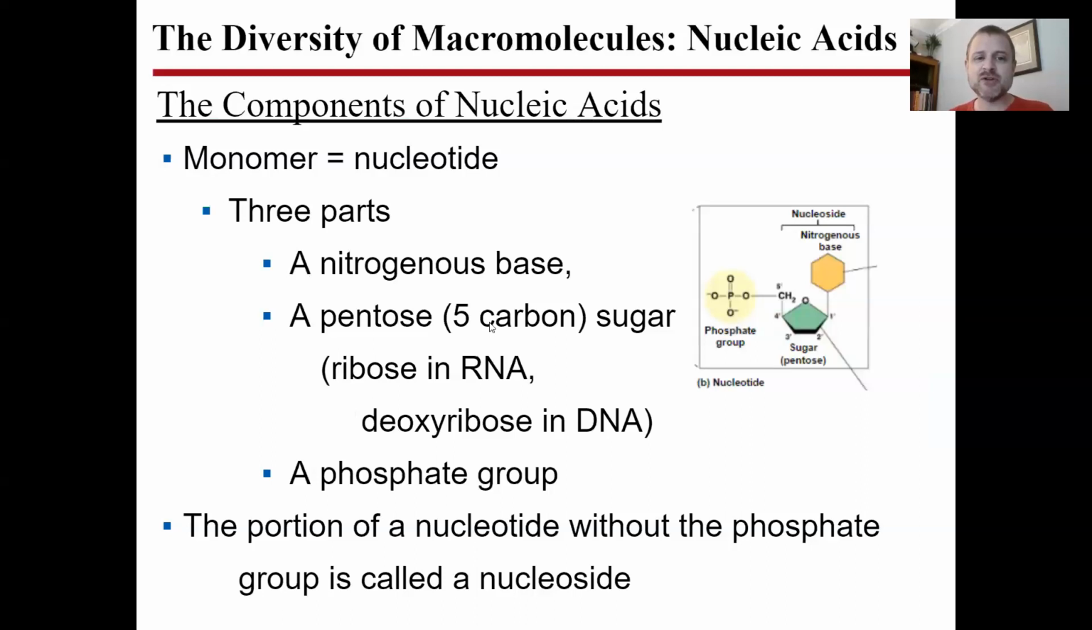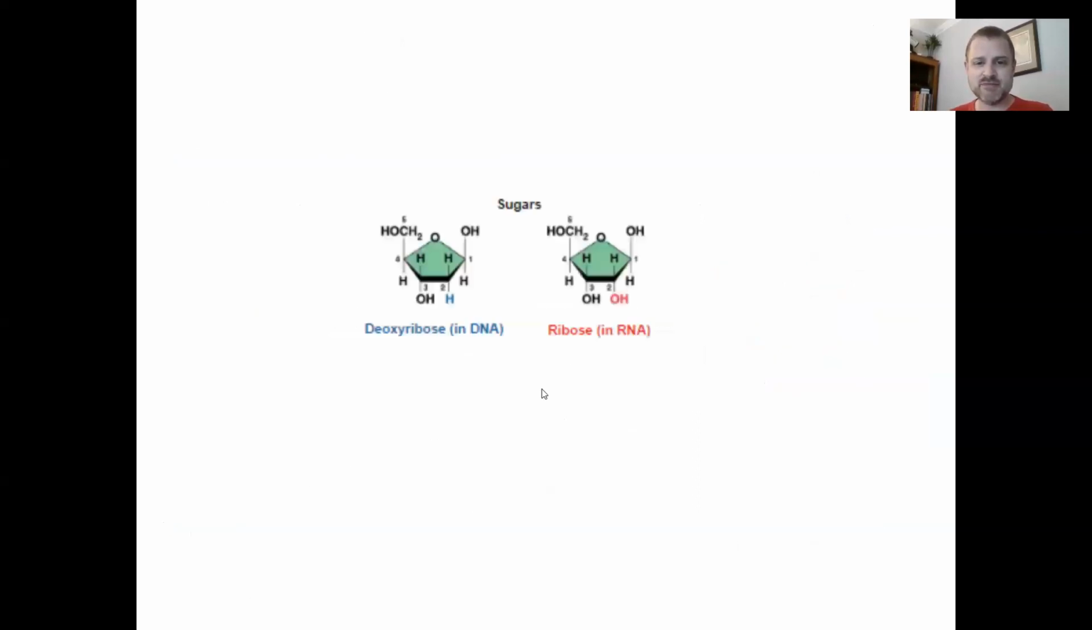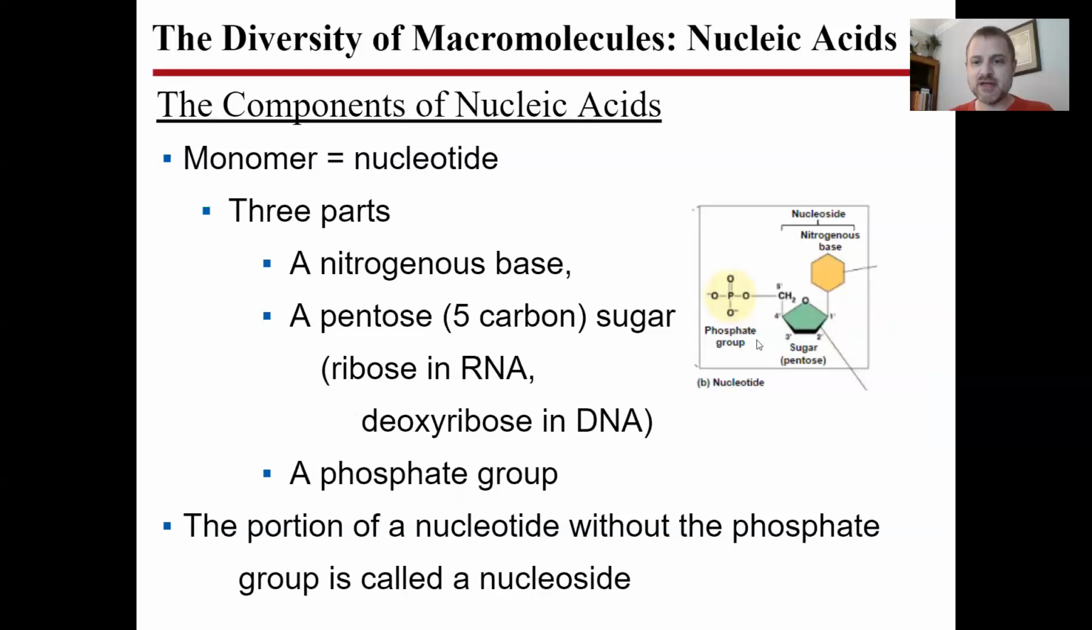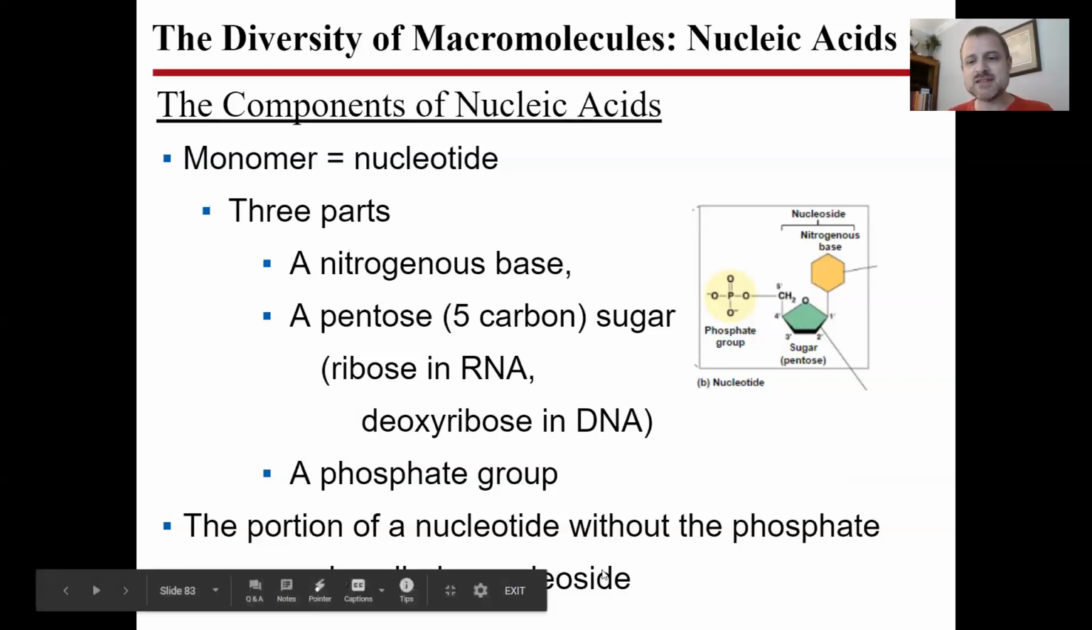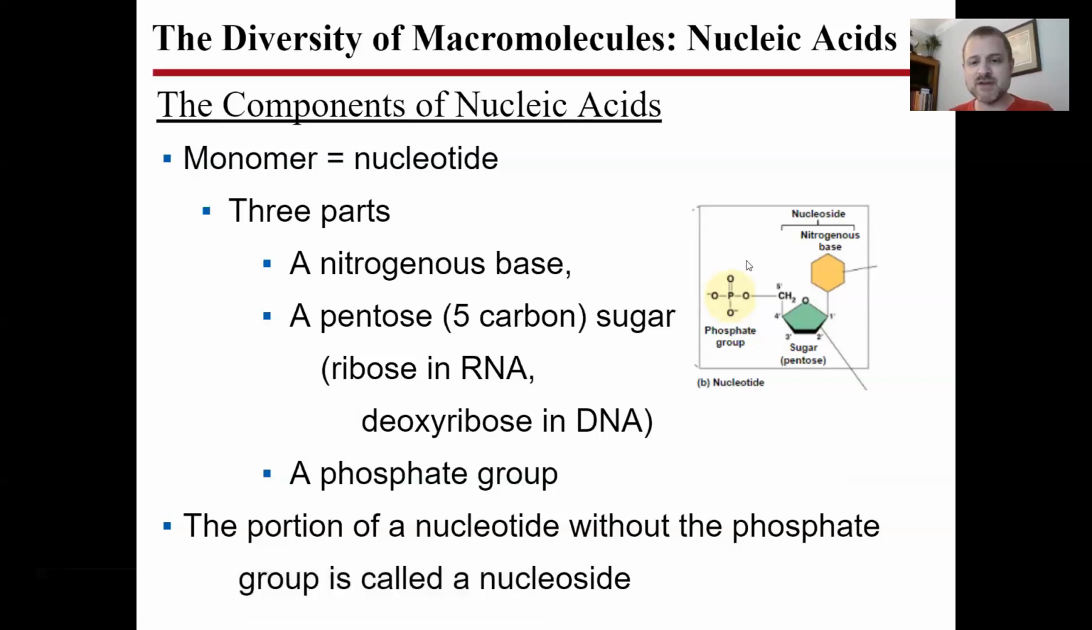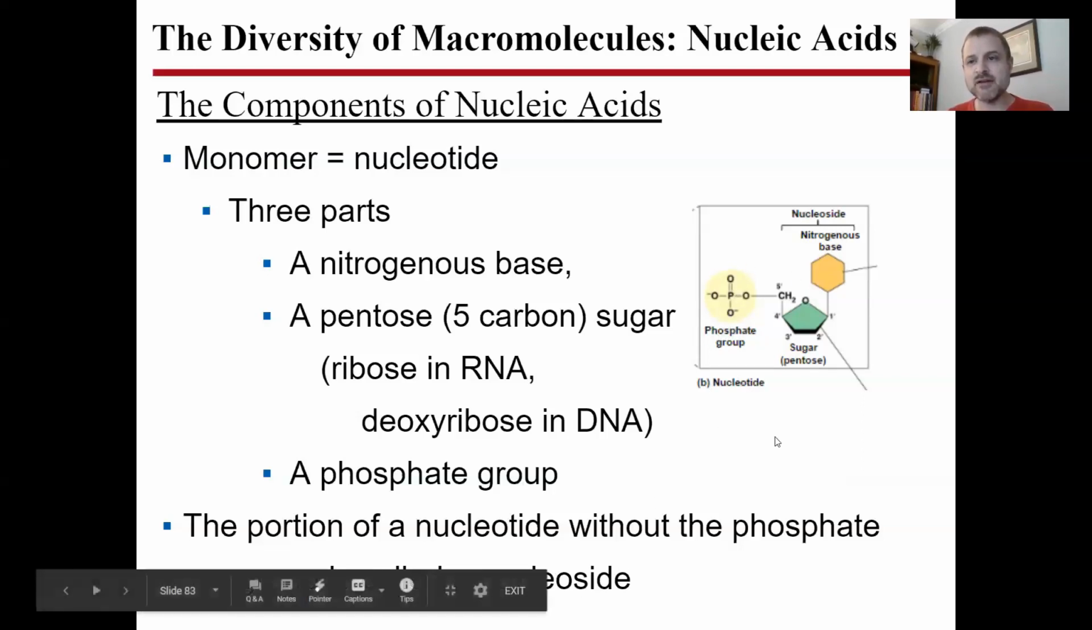So the parts of a nucleic acid: the monomer is called a nucleotide. And the 3 parts of a nucleotide are a nitrogen base, a phosphate group, and a 5-carbon sugar. So this is a nucleotide. Here I have a phosphate group. Here I have a sugar. In this case, it's pentose, a 5-carbon sugar. And here I have a nitrogen base. Nitrogen bases are called that because they contain the element nitrogen, which is, I know, a shock. The word nucleoside, this isn't that big a deal, but if you have a nucleotide without the phosphate group, you call it a nucleoside.